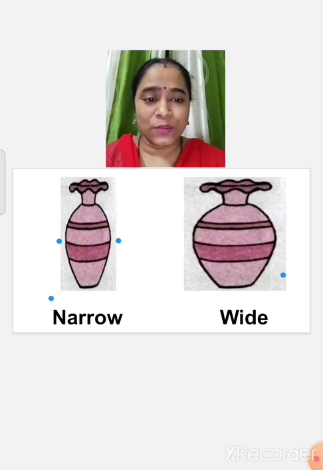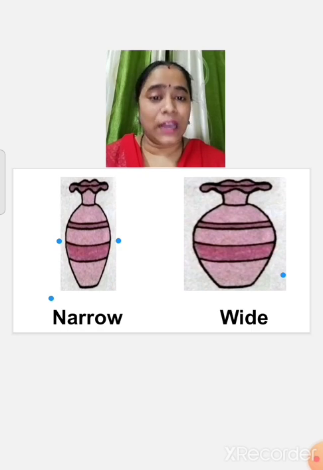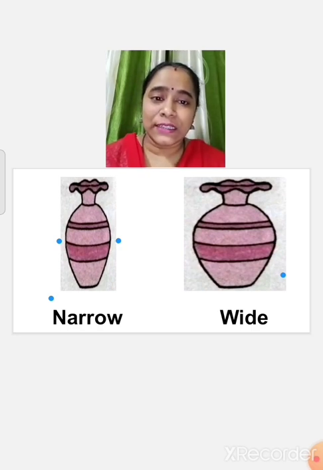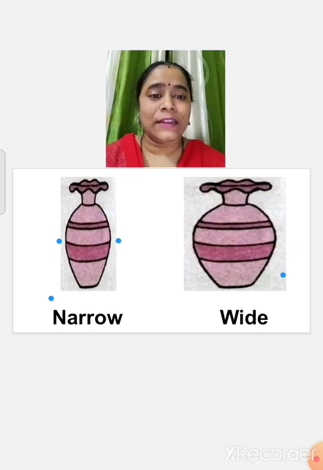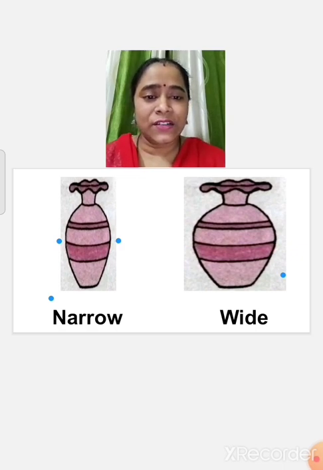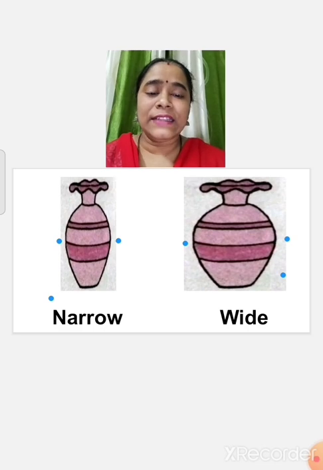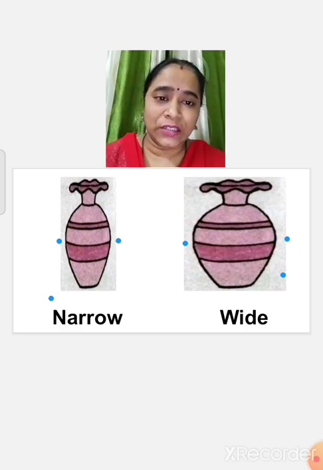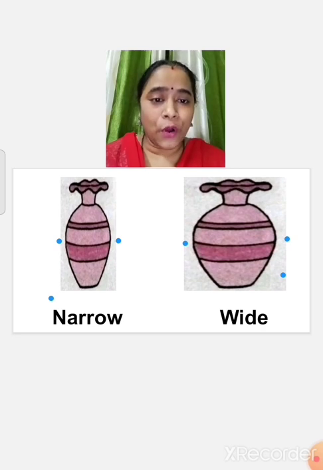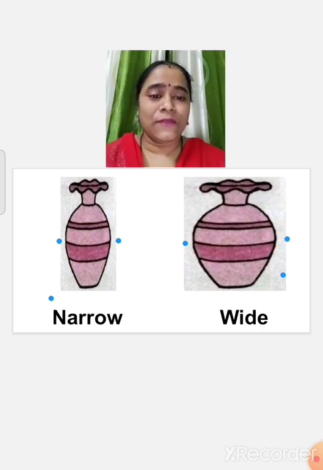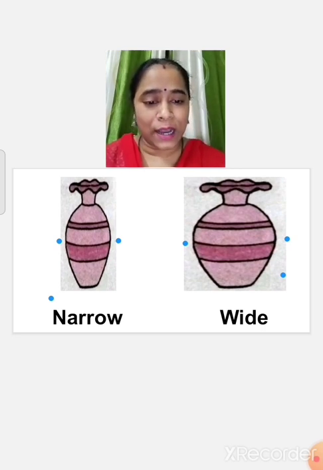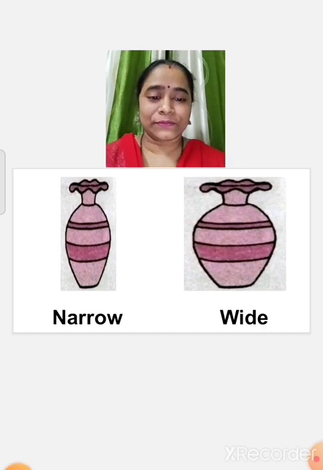Now this one. This flower vase is wide. You can see the sides. See children here. The sides are not closer to each other. They are broad. Okay. So this flower vase is wide. Yes. Now next.